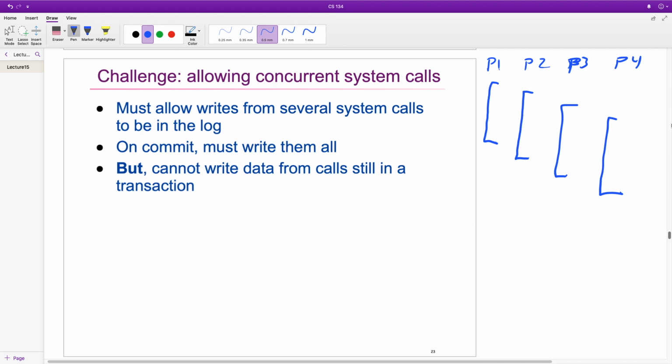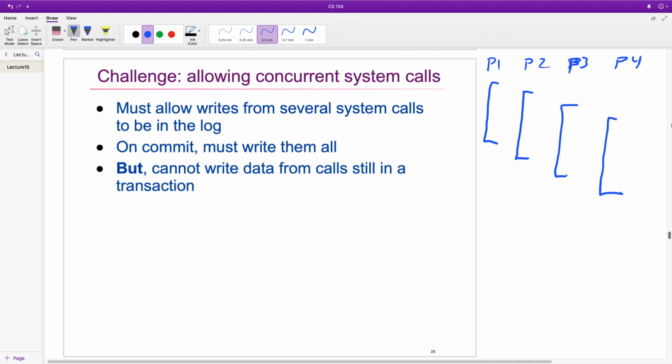But we don't want to write data from a call that's still in the middle, right? Because it might crash before it has a chance to write more stuff, and it needs everything to be at once. So we have to wait until the transaction is over. So that means, although this might be what the processors are trying to do, that's not what's going to actually happen.